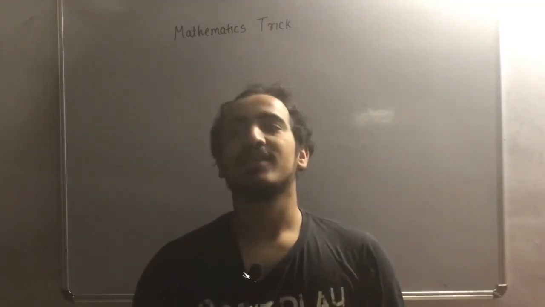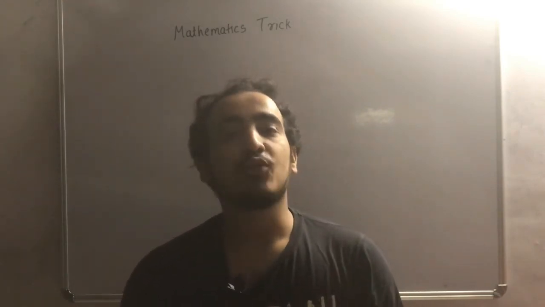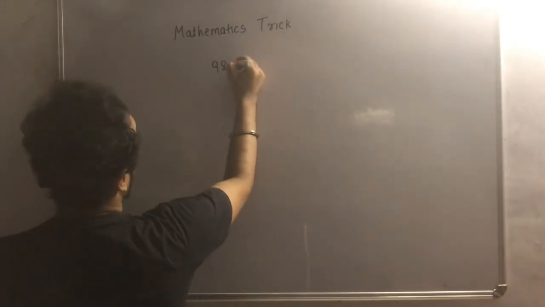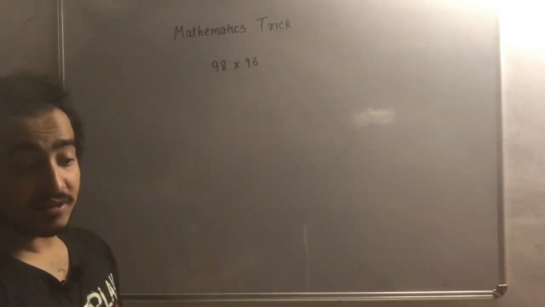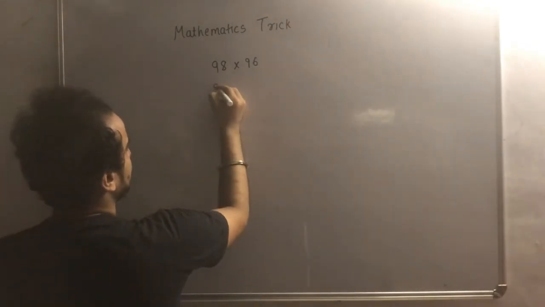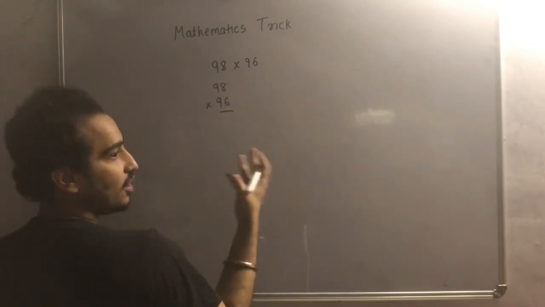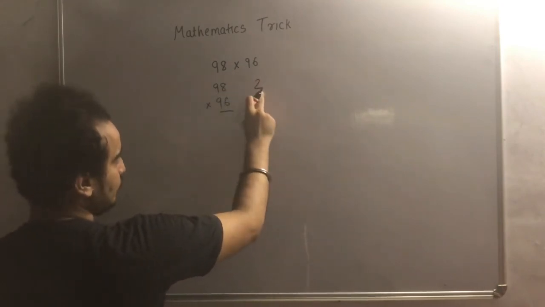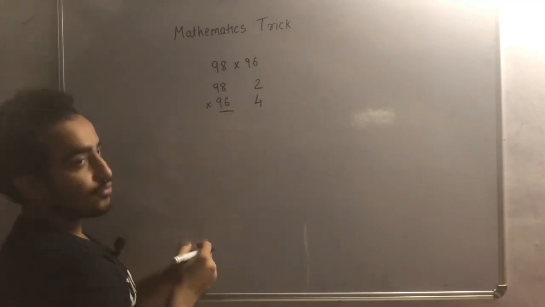Now it's a mathematic trick time. We will see one simple mathematic trick which can make you multiply numbers near 100 very quickly. Let's see an example. If you want to multiply 98 into 96 very quickly, first of all, check how much each is away from 100. 100 minus 98 is 2, and 100 minus 96 is 4. So it is 2 and 4 away from 100.